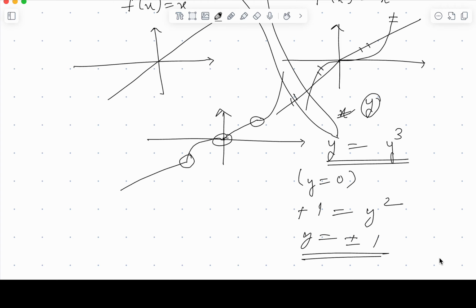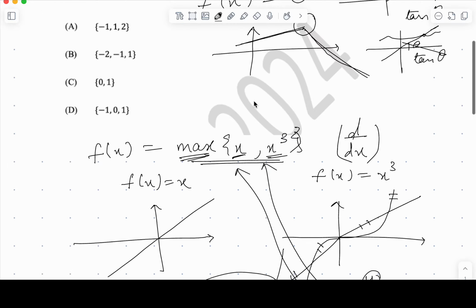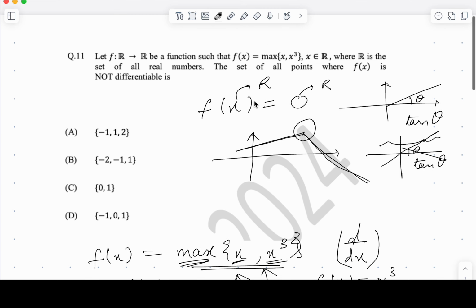So from this analysis, we have 3 points: y equal to 0, minus 1 and 1, at which the curves intersect, and from the graph we know that these 3 points are points at which the function f of x would not be differentiable. So let's see if there is an option of this sort. Yes, D is an option of this sort: minus 1, 0 and 1. So hence D is the correct answer.